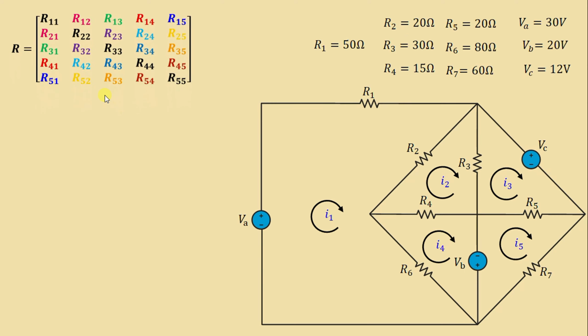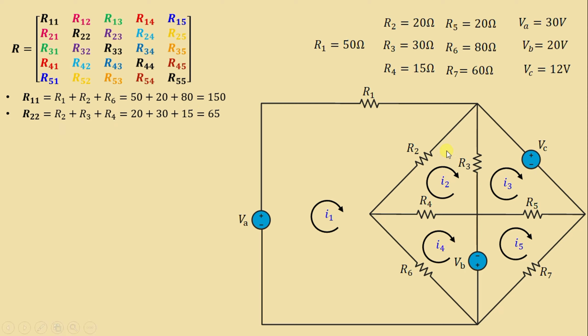Let's start first with the diagonal terms of R. R11 is the sum of the resistances in mesh 1. This is mesh 1. We have R11 is equal to R1 plus R2 plus R6. We get 50 plus 20 plus 80 is equal to 150. R22 is the sum of the resistances in mesh 2, equal to R2 plus R3 plus R4. We get 65.